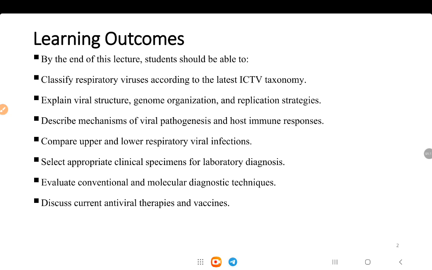Also we will compare conventional and molecular diagnostic techniques used for the diagnosis of different viruses. Finally, we review current antiviral therapies and vaccines used for these viruses.